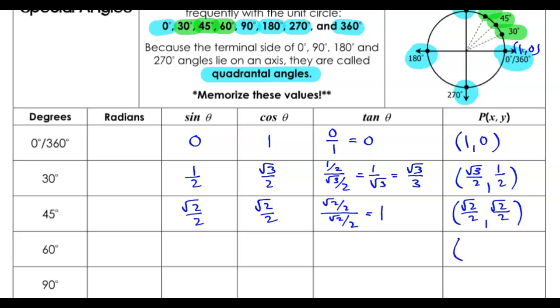If we look at 60 degrees, remember that this is just 30 degrees, and the coordinates are reversed. So this is 1/2 and the square root of 3 over 2, which means that the sine of 60 degrees is the square root of 3 over 2. And the cosine of 60 degrees is 1/2. And the tangent is going to be the square root of 3 over 2 divided by 1/2, which is really just the square root of 3.